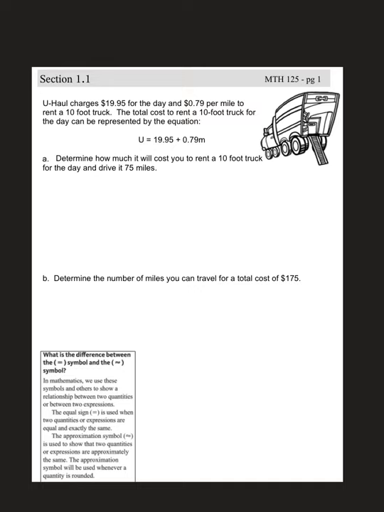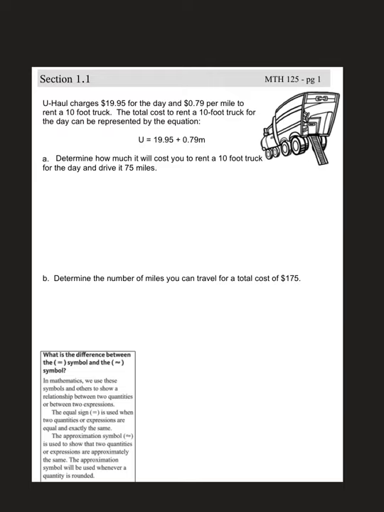Okay, so we're on the first page of the note packet in section 1.1. And the first thing we're going to look at are some building equation scenarios. My favorite example always is using the U-Haul example.